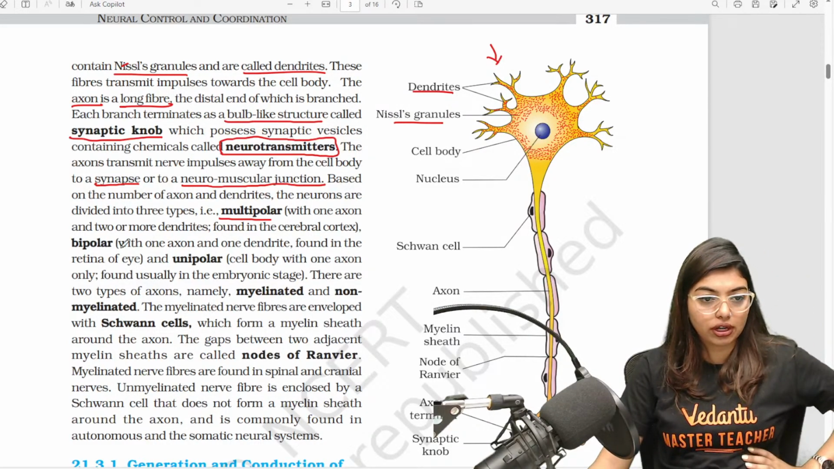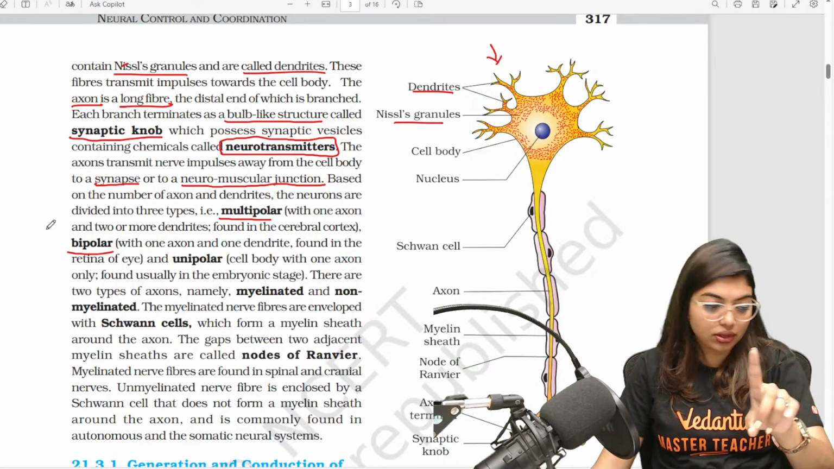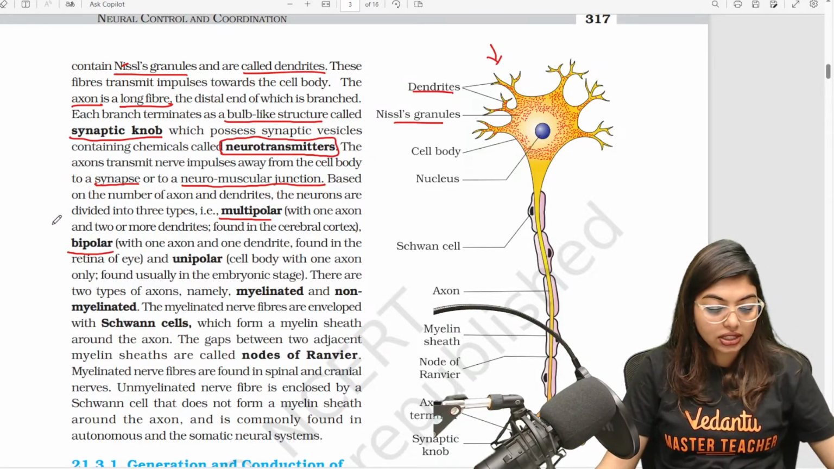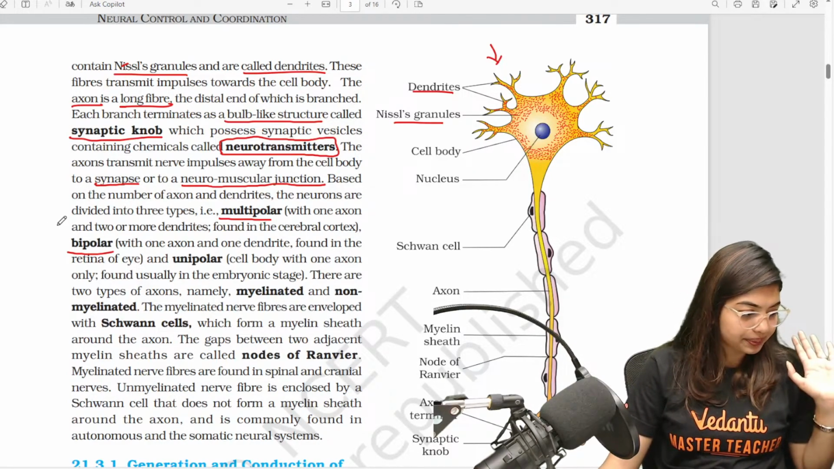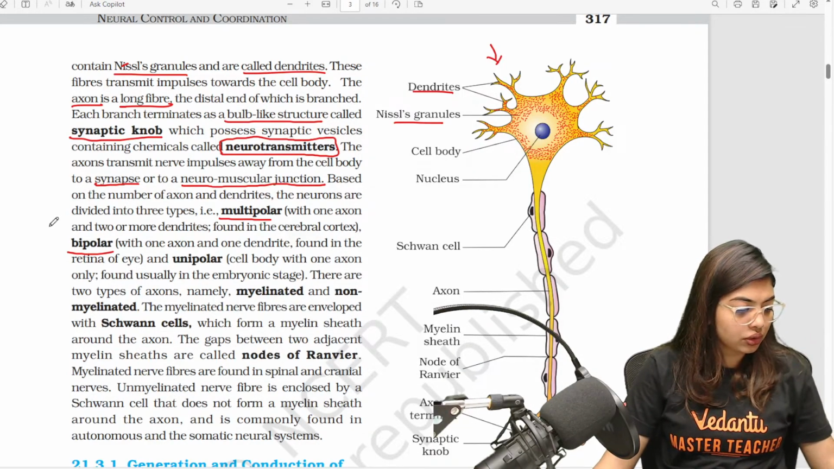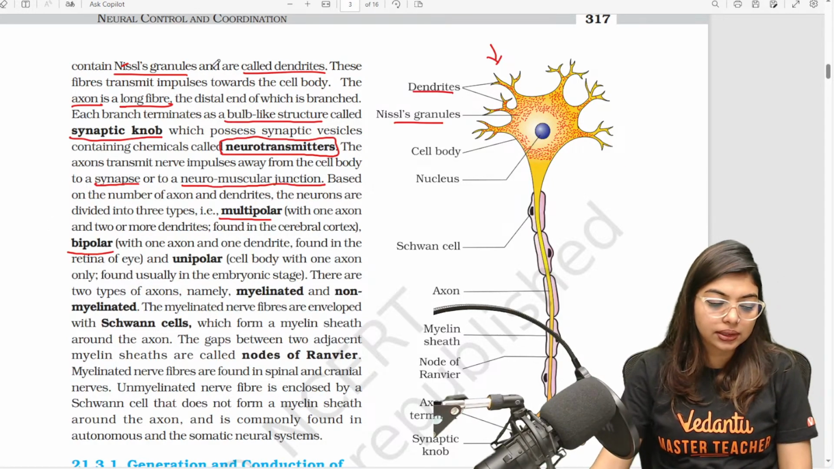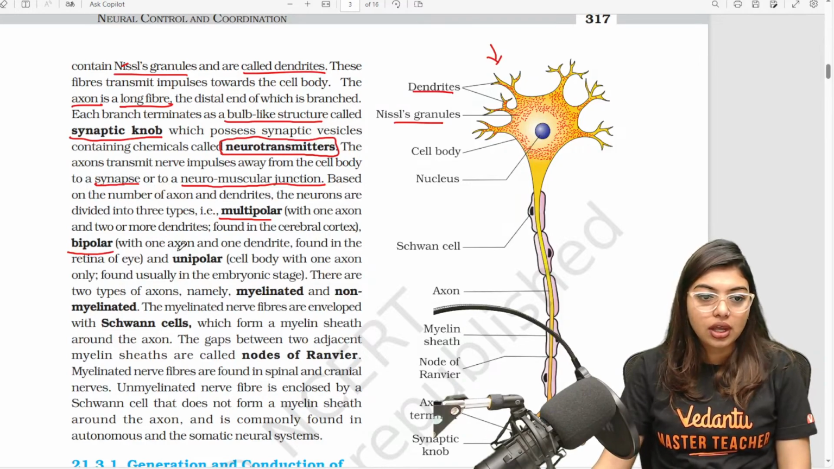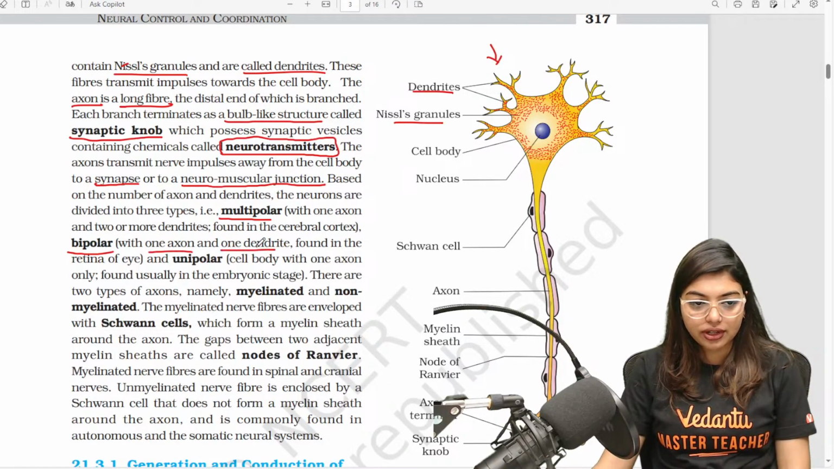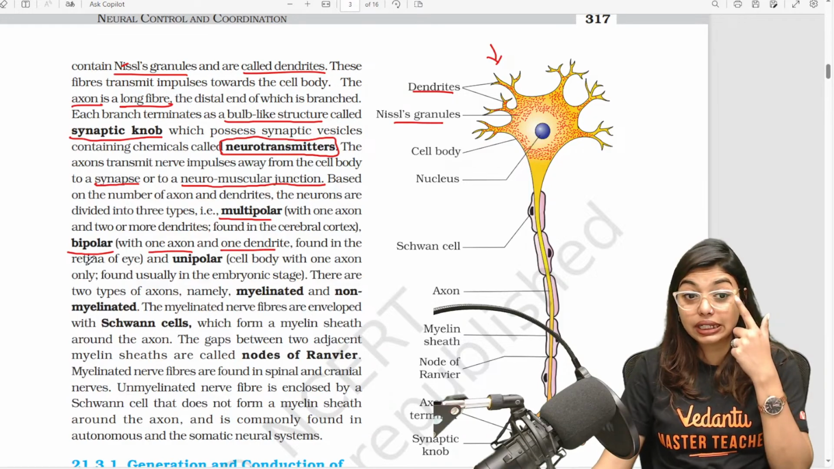Bipolar means, students, one axon and one dendrite. That is there. Clear to all of you? Yes or no? So it could be something like this. I'll draw and show you later. With one axon and one dendrite, it will be bipolar, found in the retina of your eyes.